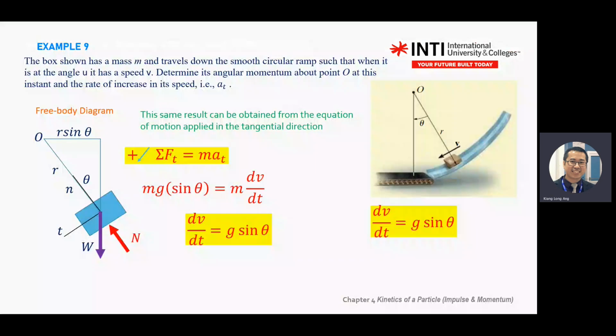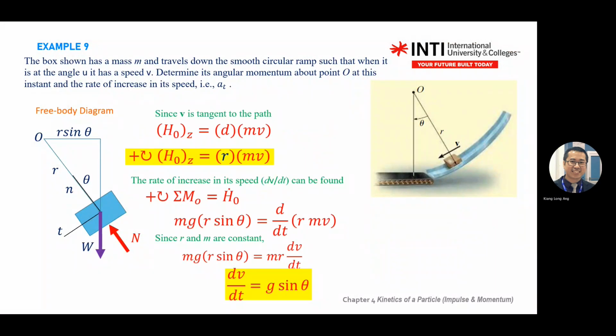How do you know you need to use the angular momentum equation? In the question, you will see angular momentum there. It means we want you to use this equation.